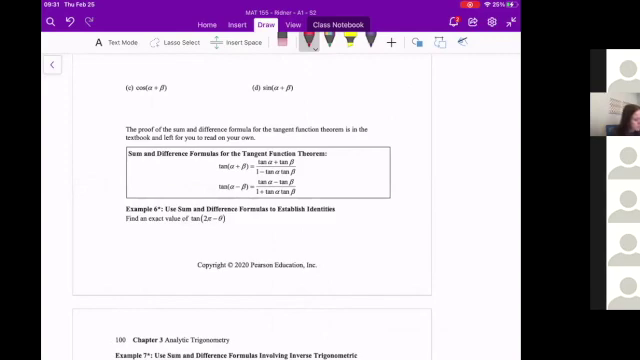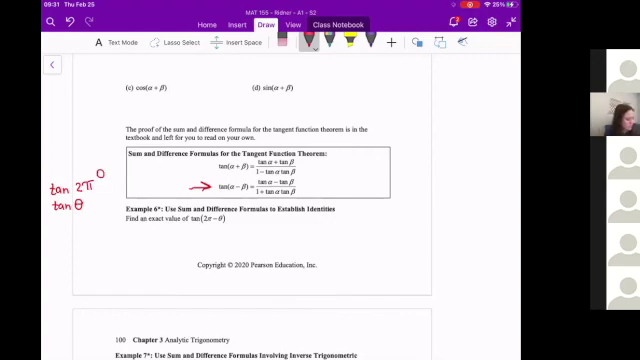So for this one, I have subtraction, so I'm going to use this one. I need to know what tangent of 2 pi is. And then in this case, I'm just leaving it tangent theta, so I don't have to worry about that. So what is tangent of 2 pi? Well, 2 pi is 0. And tangent is y divided by x. So at 1, 0, it'd be 0, right?